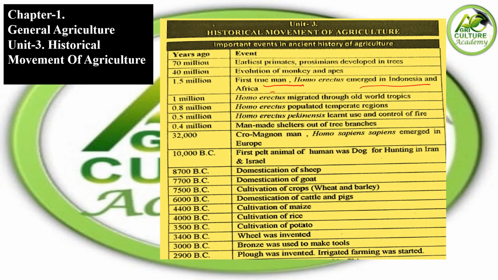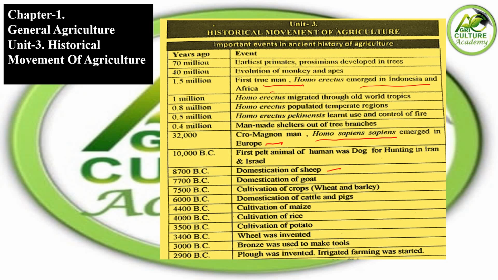0.5 million years ago, Homo erectus pekinensis learned the use and control of fire. 0.4 million years ago, man-made shelter out of tree branches. 32,000 years ago, Cro-Magnon man, that is Homo sapiens sapiens, emerged in Europe. The first domestication of animals, the dog, started in 10,000 BC. 8,700 BC, domestication of sheep.